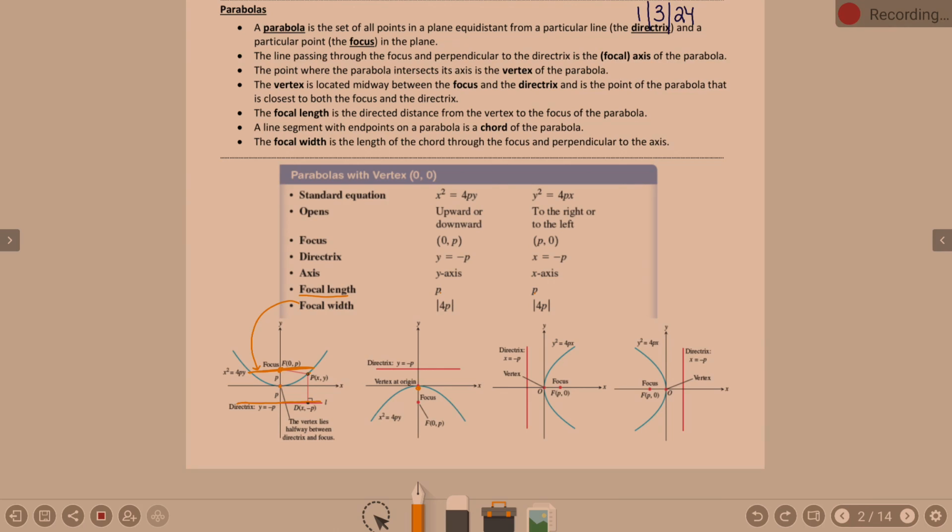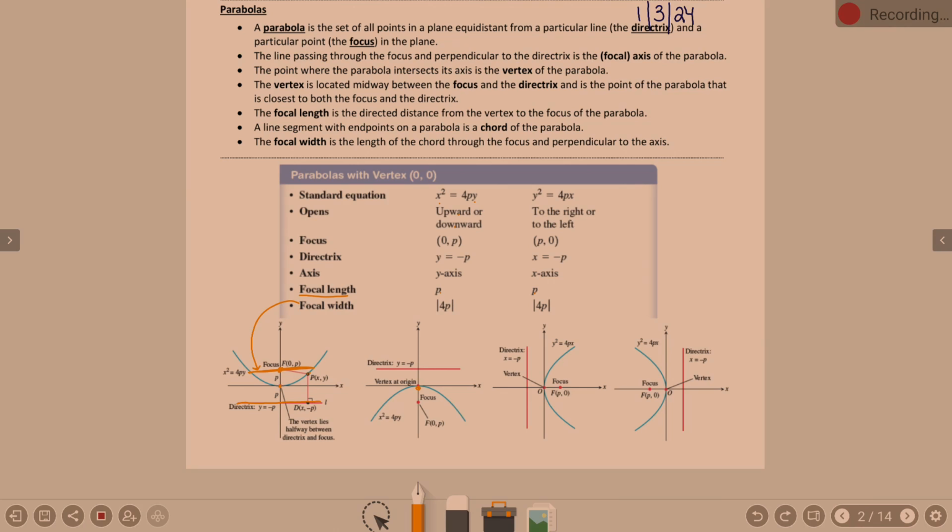But one standard equation here in the left column, x squared equals 4py. Or if you ignore the 4p, which is just a constant, do you see y equals x squared? And y equals x squared is the parabola you guys know, right? That's like the parabola that you've been dealing with for years. Y equals x squared. Well, notice what it says. Y equals x squared is going to open either up or down.